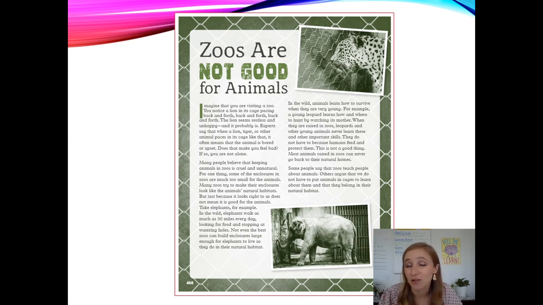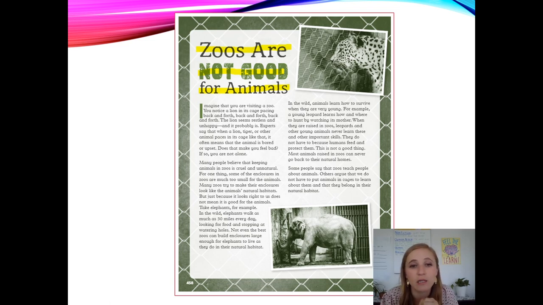Awesome job rereading that article with me, you guys. Let's see if we can find the opinion and reasons that support that opinion in this article. So right away, looking at the title, I notice the author is telling me their opinion. Their opinion is that zoos are not good for animals. I'm going to be checking the rest of the article to see what reasons support that idea that zoos are not good for animals. Let's read and look for some of those reasons.